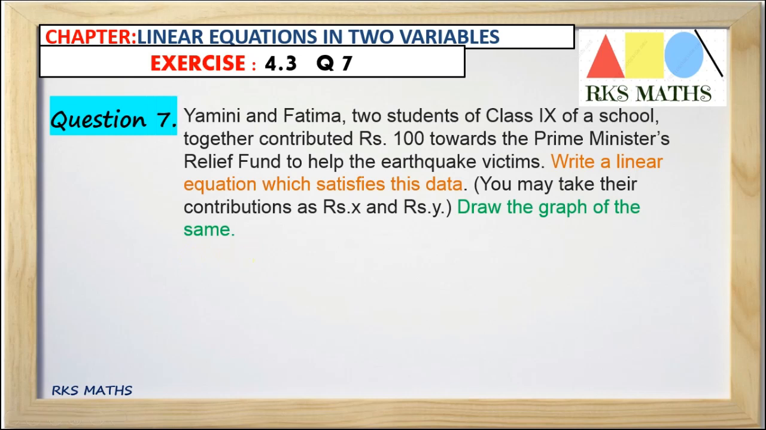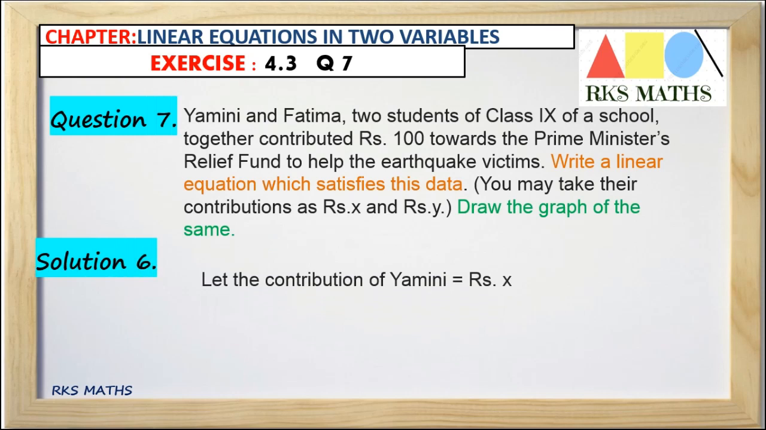In this question, we have been given two tasks. First, we have to form a linear equation of the given data, and second, we have to draw the graph of the data obtained. It is also given that we can take the contributions as x and y. So student, Yamini and Fatima are two students of class 9th. They together contributed 100 for the Prime Minister Relief Fund for the earthquake victims. So student, let us see how to first obtain the equation.